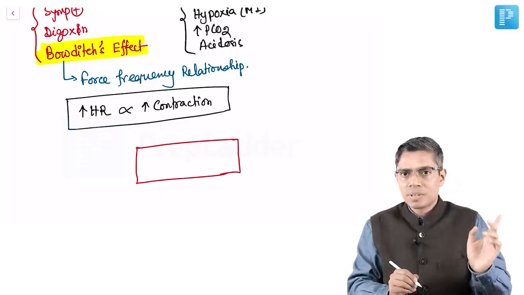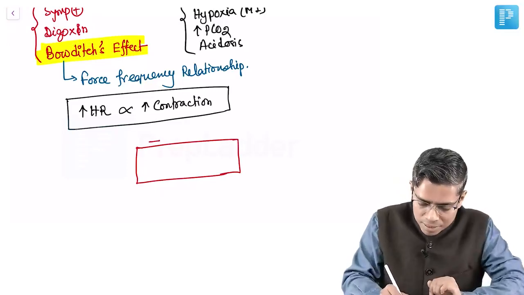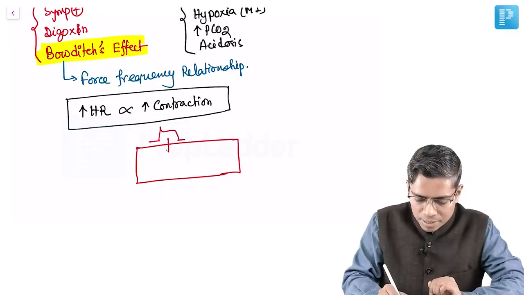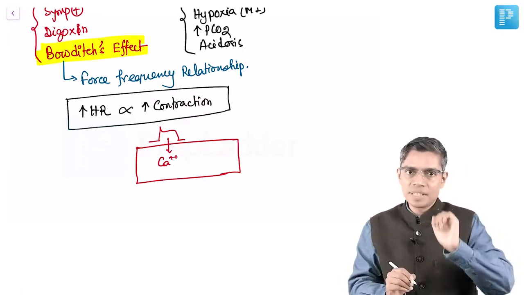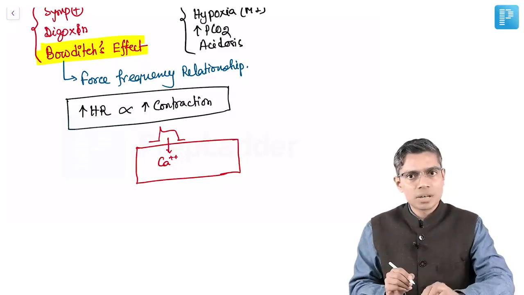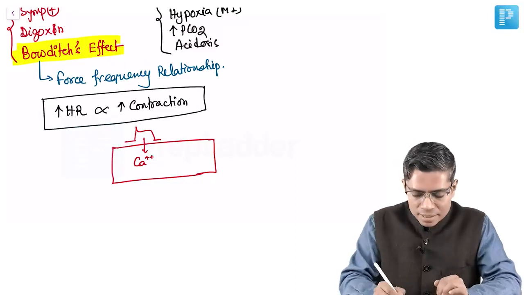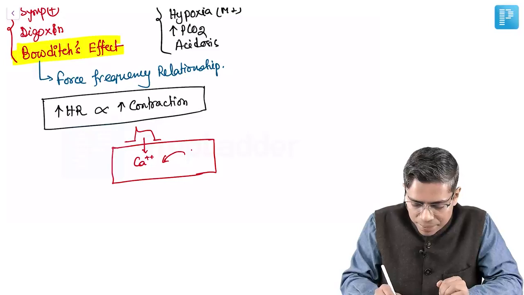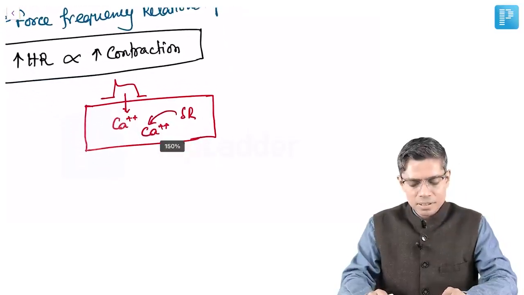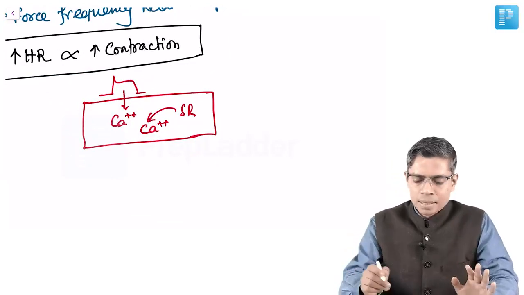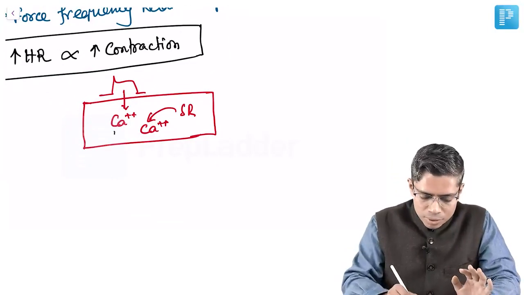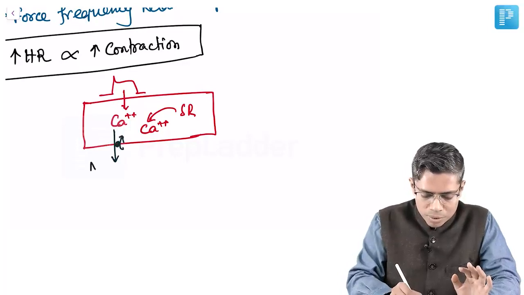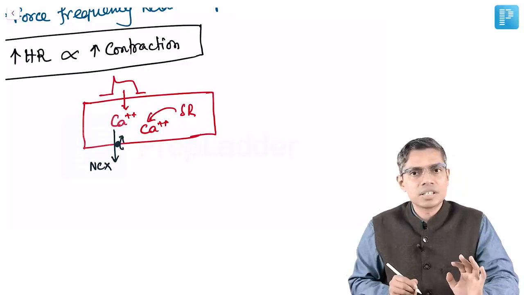I told you in the previous discussion that whenever there is an action potential on this myocardium cell, the calcium will enter into the cell during phase 2 and that calcium will initiate the contraction. Okay, and this calcium is also going to release further calcium from the sarcoplasmic reticulum. This discussion we have done in detail.